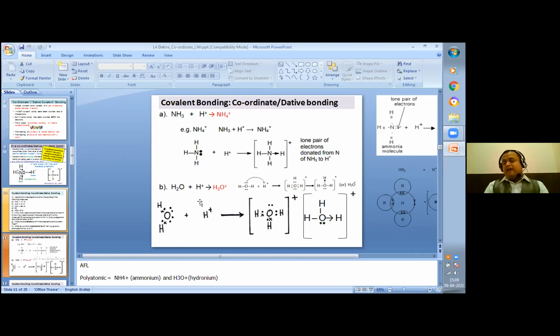H3O plus is similar to the ammonium ion. Here, in case of the ammonium ion, nitrogen was the donor atom. Here, oxygen is the donor atom, because in case of nitrogen there was 1 lone pair on it. In case of oxygen, there are 2 lone pairs on the oxygen atom. So it has a tendency to donate a pair of electrons towards that atom which has less electron density, which has a tendency to accept a pair of electrons to fulfill its octet or duplet.